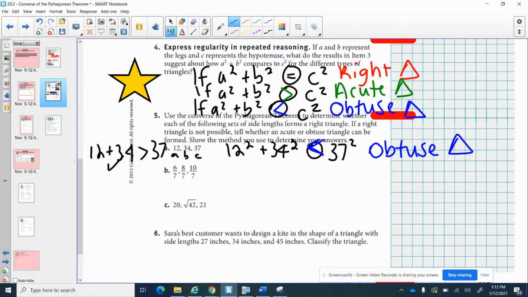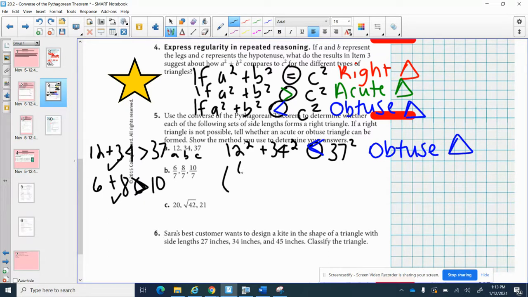Now in the next one, if we're going to test whether this is a triangle, notice all of these have a denominator of 7. So really we just need to test the numerators here. How does 6 plus 8 compare to 10? Is it greater than 10? And the answer is yes, 6 plus 8 is greater than 10, so this is a triangle. So now we can move on to part 2, where we're going to test 6/7 squared plus 8/7 squared. How does that compare to 10/7 squared?